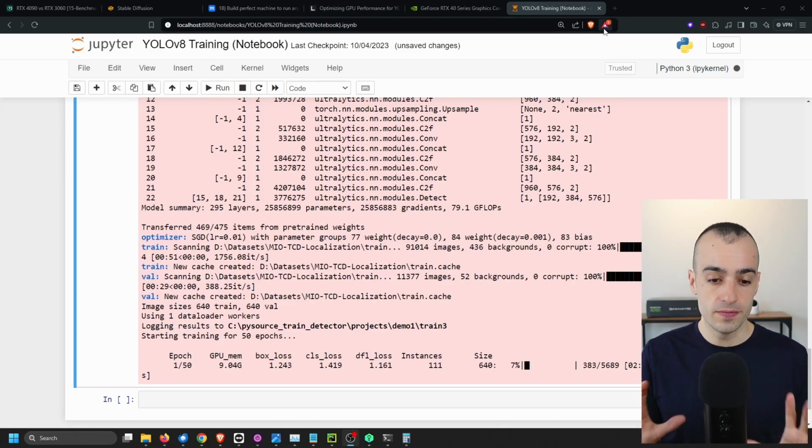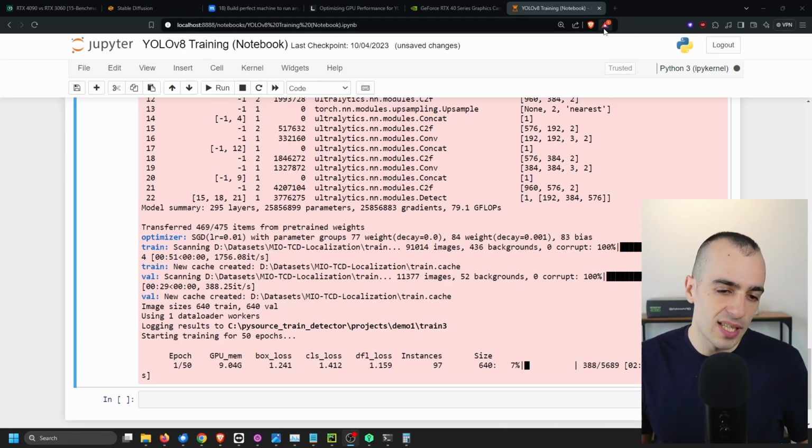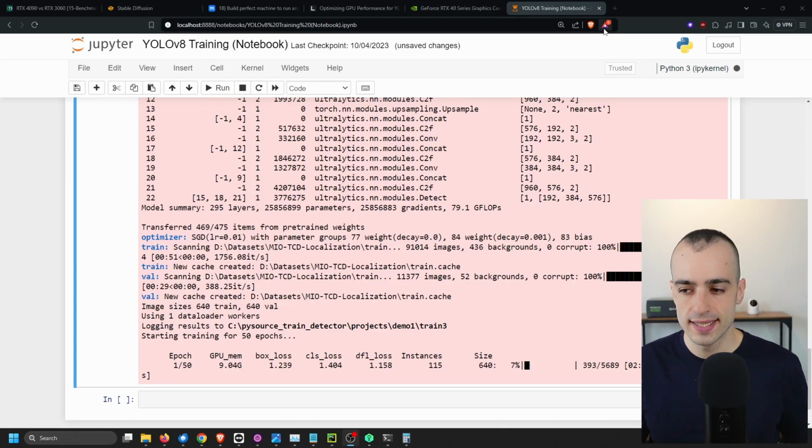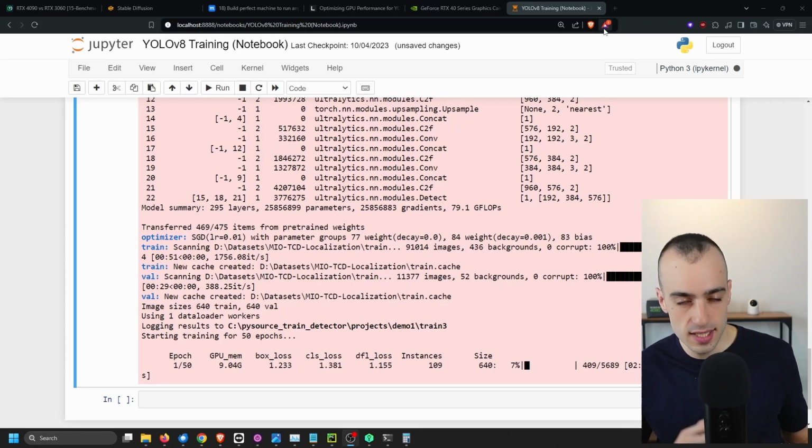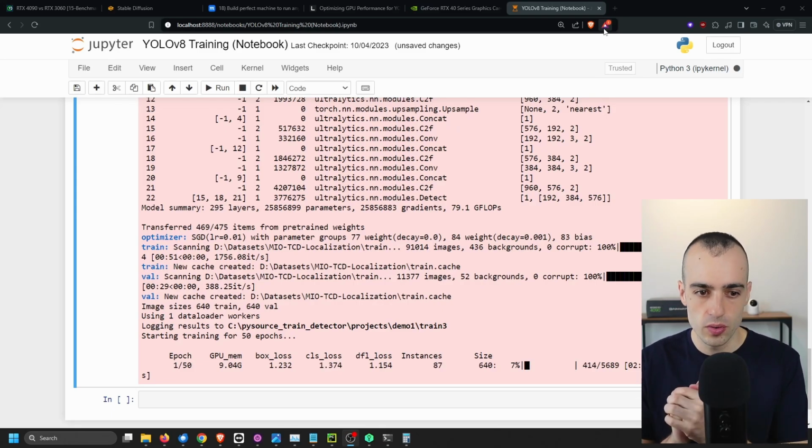This is a very fast card, and normally you might have a much smaller data set than this, like 10,000 or 20,000 images. So it will take much less. Ideally in about 6 hours you can be done with your training.